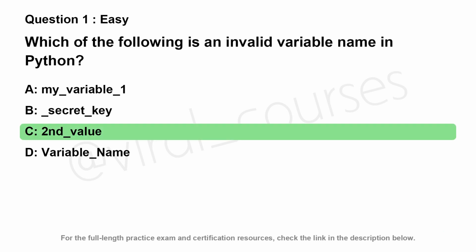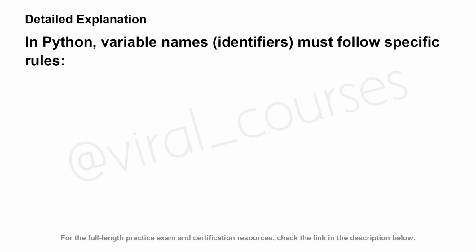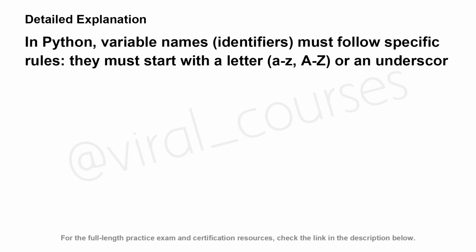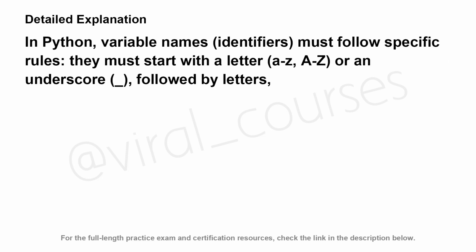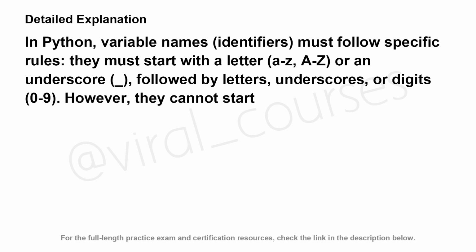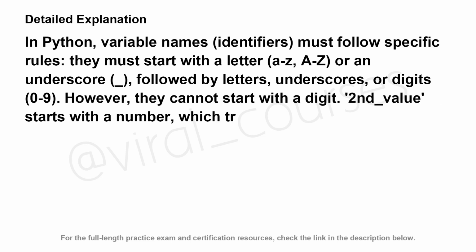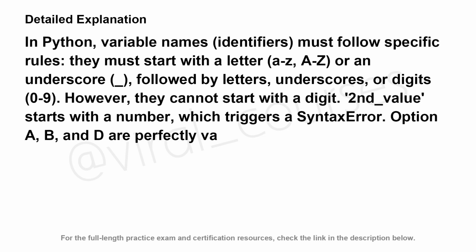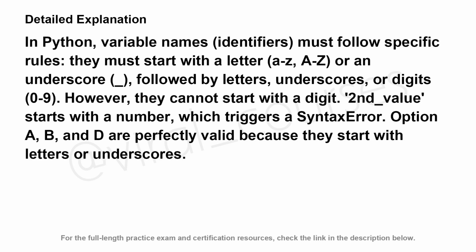The correct answer is C. In Python, variable names, identifiers, must follow specific rules. They must start with a letter A to Z, or an underscore, followed by letters, underscores, or digits, 0 to 9. However, they cannot start with a digit. 2nd_value starts with a number, which triggers a syntax error. Options A, B, and D are perfectly valid because they start with letters or underscores.